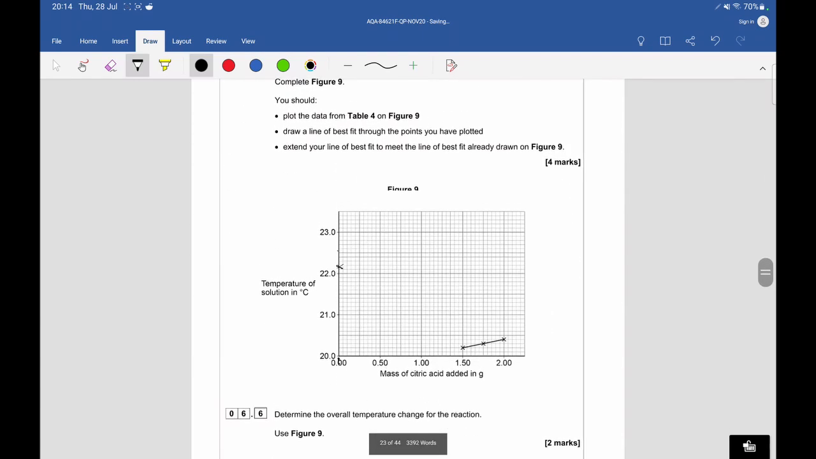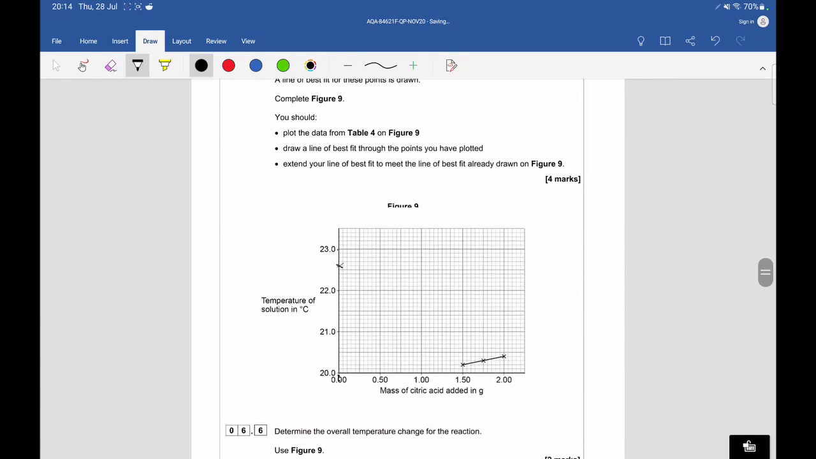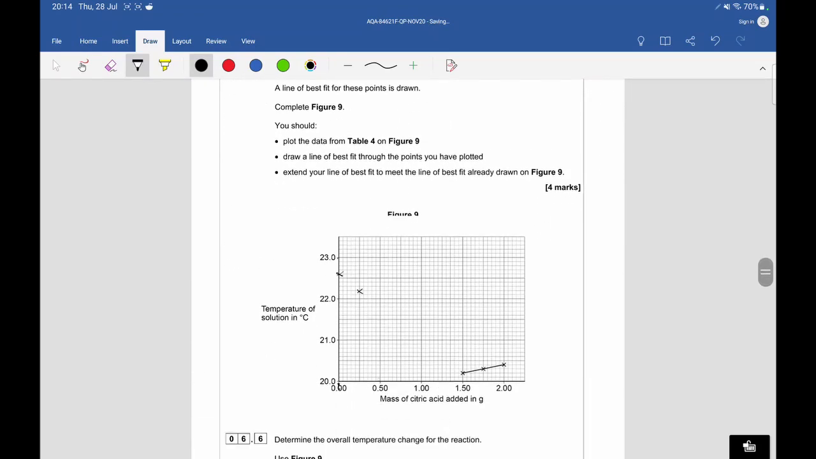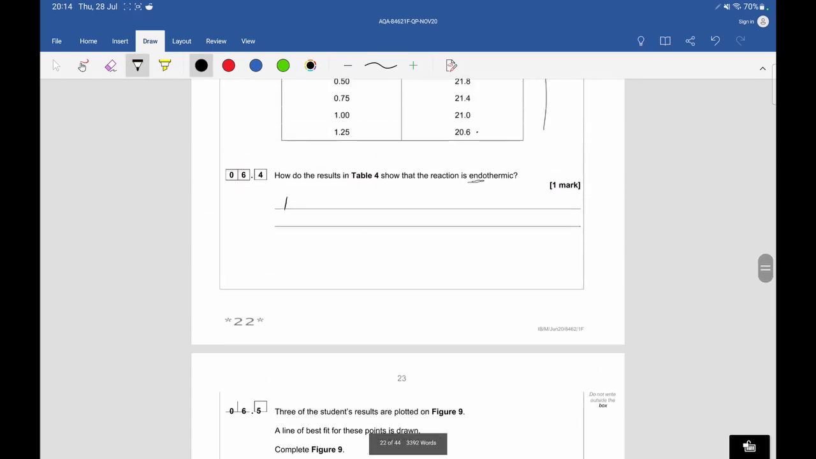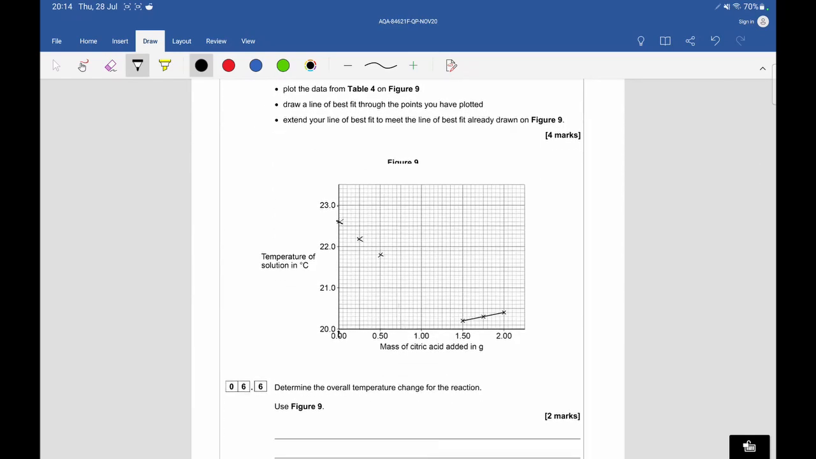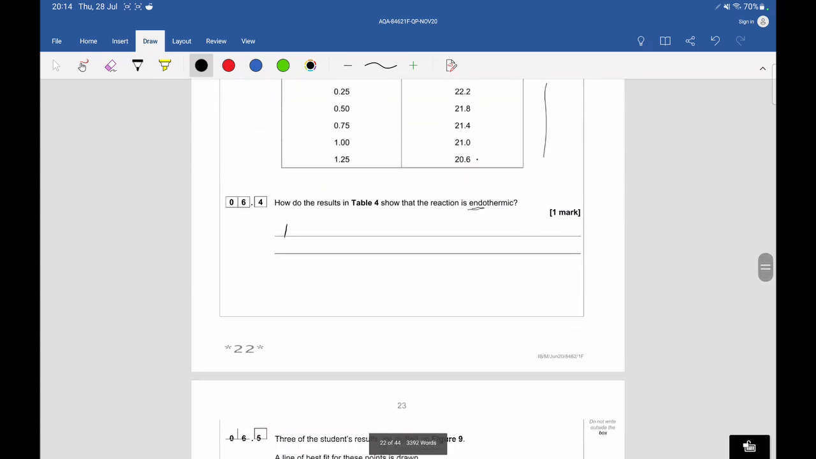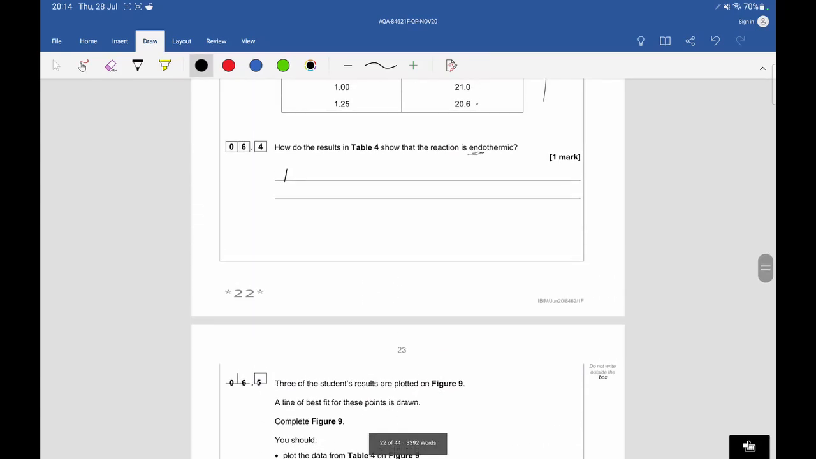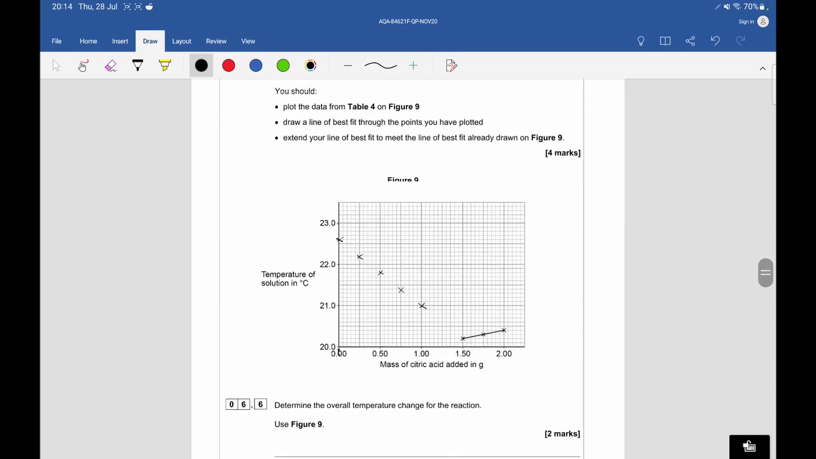And it's 22.2. Then it's 21.8. Then it's 21.4. Then it's 21. Then it's 20.6.